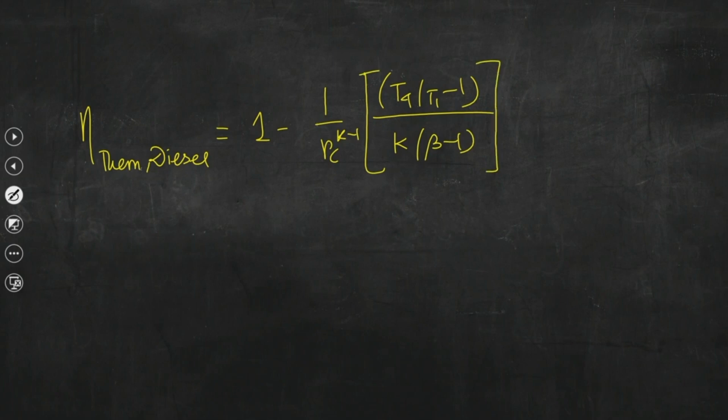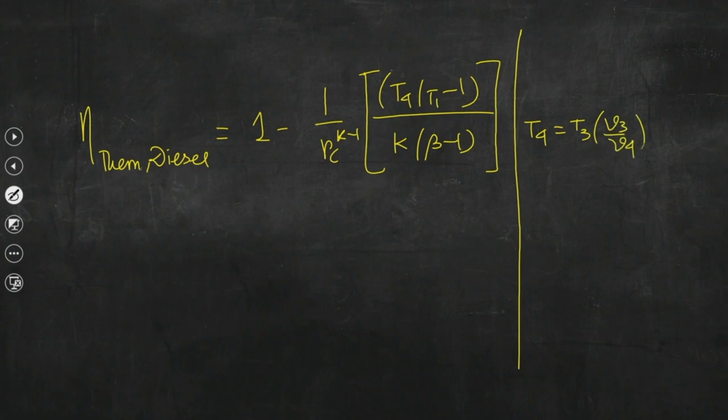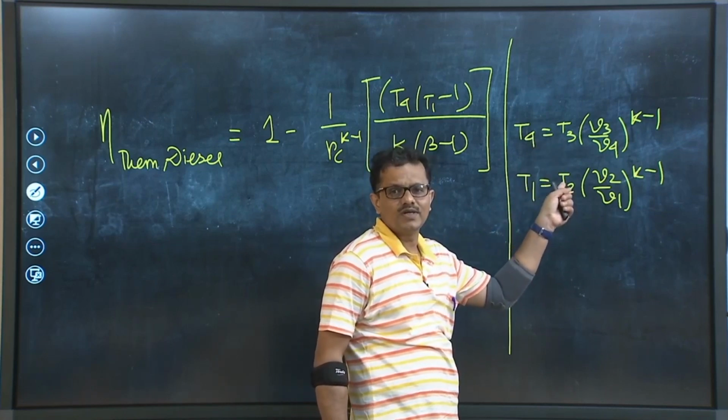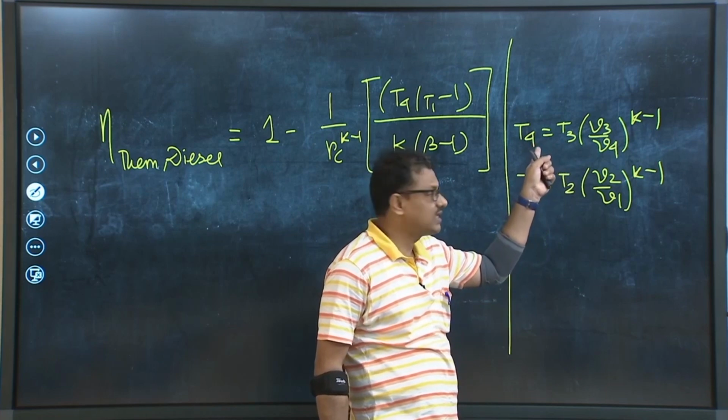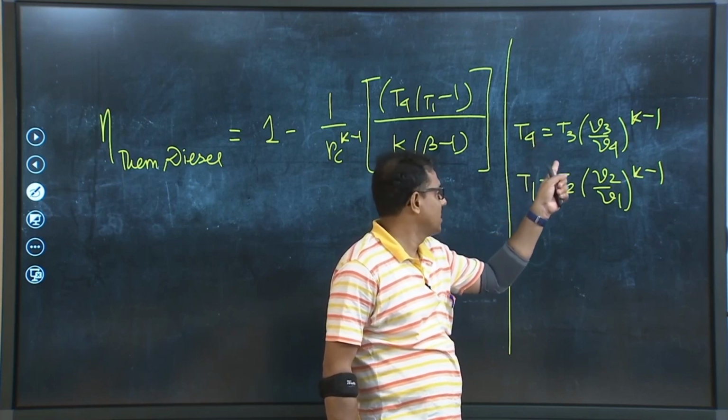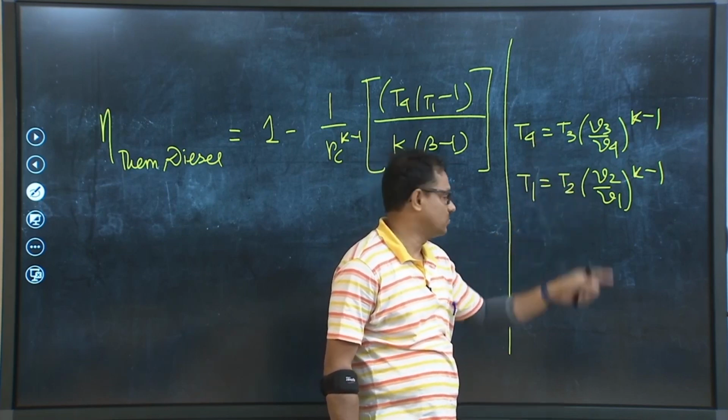So, let me write here, we know T4 equal to T3 into V3 by V4 power k minus 1, and T1 equal to T2 into V2 by V1 power k minus 1. That we know, because process 3 to 4 is isentropic expansion and process 1 to 2 is the isentropic compression. So, we know the temperature at the end of the expansion process and also temperature at the beginning of the expansion process T2.